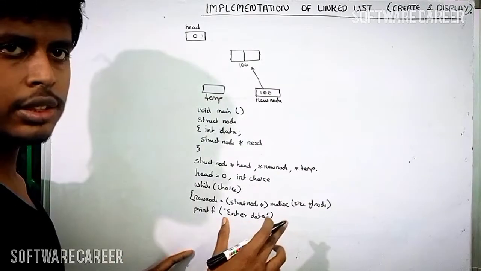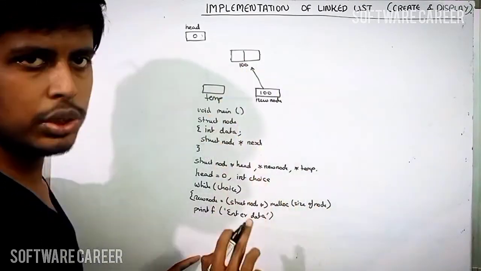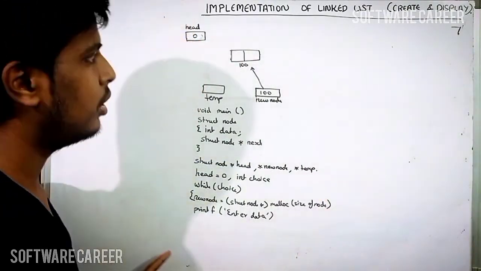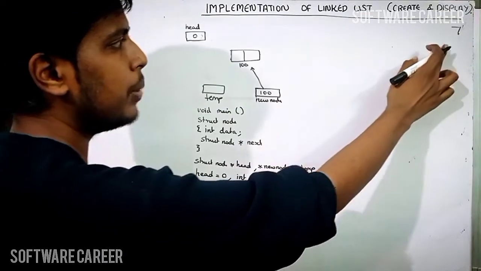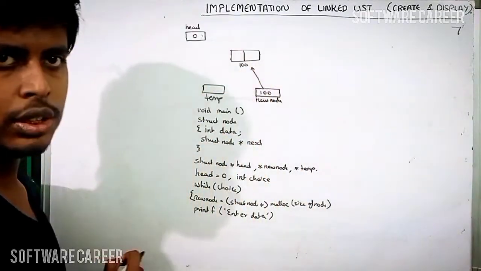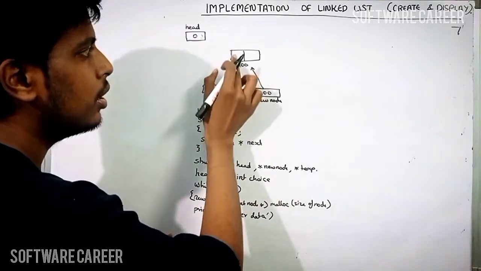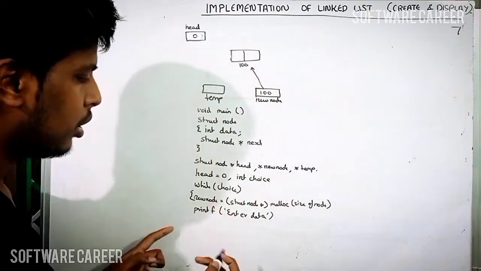Now the computer asks what data he wants to store into this. Suppose the user says 7, let's say 7. So 7 should be put into the data part of this node. See here how you can put it. You should fix it as this data part. How can you fix it? So I am writing this.